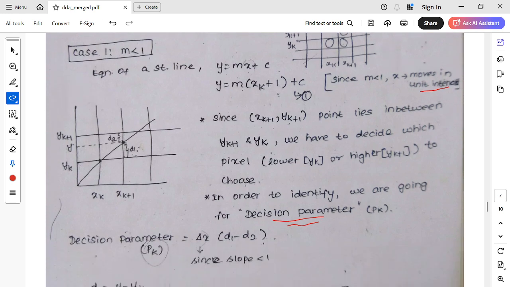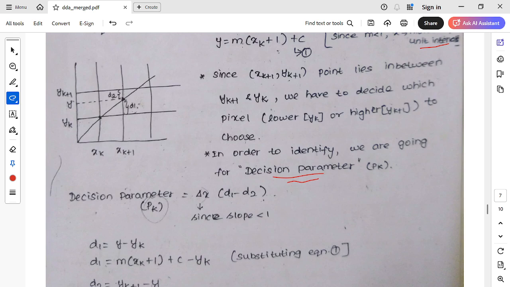The formula for the decision parameter will be delta x into d1 minus d2. Why we are considering this delta x is, since our slope is less than 1, I am going to consider delta x. This d1, d2 is nothing but the decision parameter I am going to choose. From this diagram, you can see the value for d1. d1 is y minus yk. In place of y, I'm going to substitute m into xk plus 1 plus c minus yk, from equation 1.